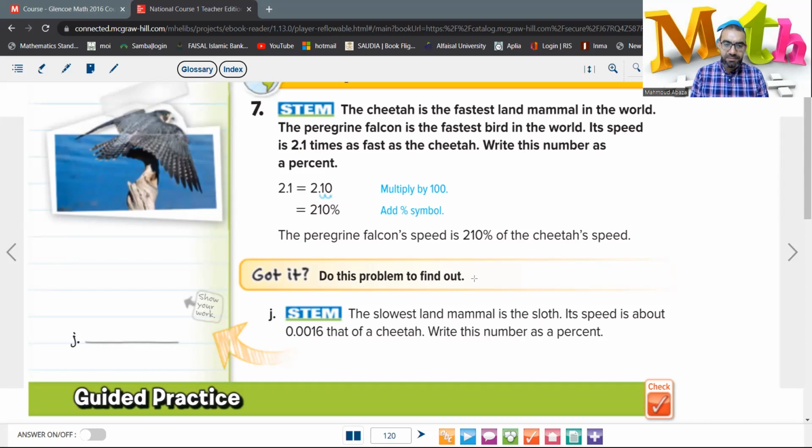Another question. Question J. The slowest land mammal is the sloth. Its speed is about 0.0016 that of the cheetah. Write this number as a percent. Very easy. Just move decimal point to the right, two places. So this will be 0.16%.